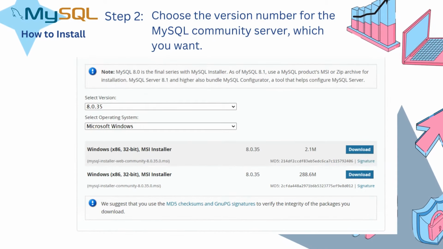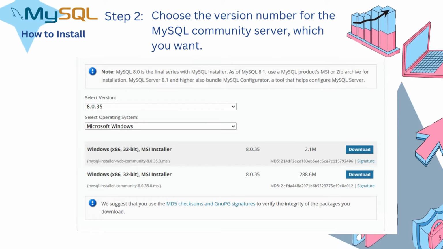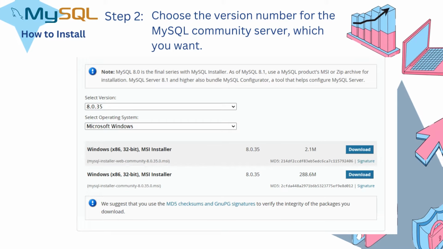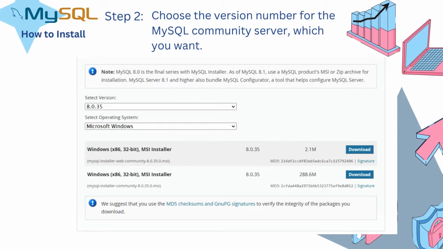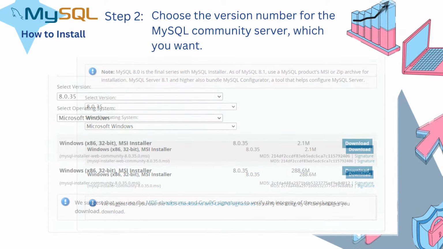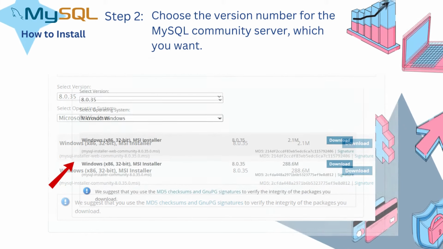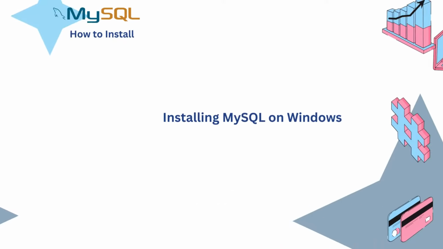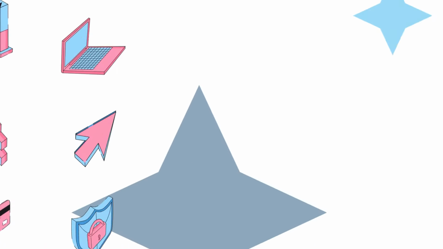Here, you will see the option to choose the operating system, such as Windows. Step 2. Next, there are two options available to download the setup. Choose the version number for the MySQL Community Server which you want. If you have good internet connectivity, then choose this. Otherwise, choose the other one. After downloading, follow these steps.